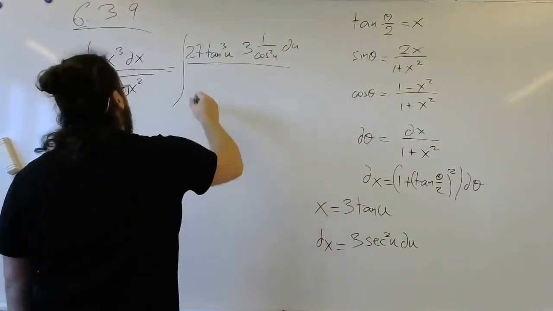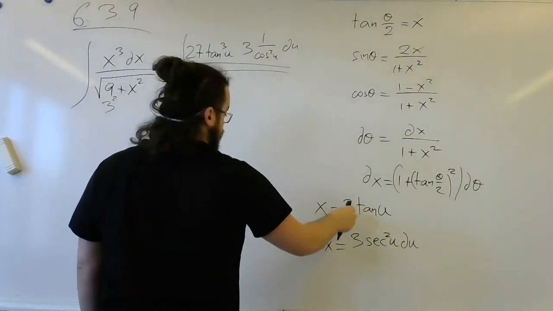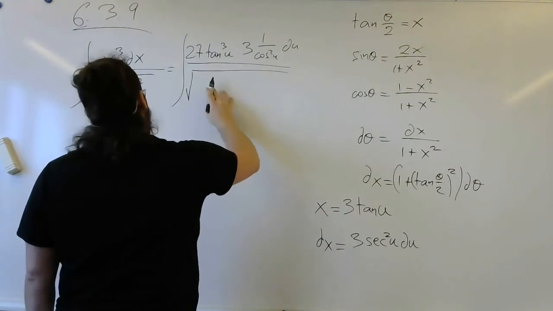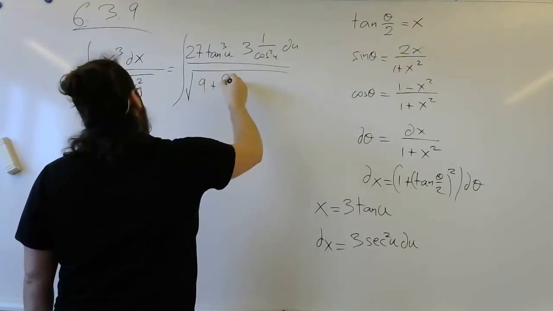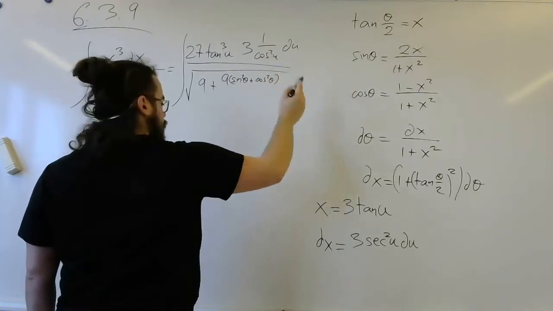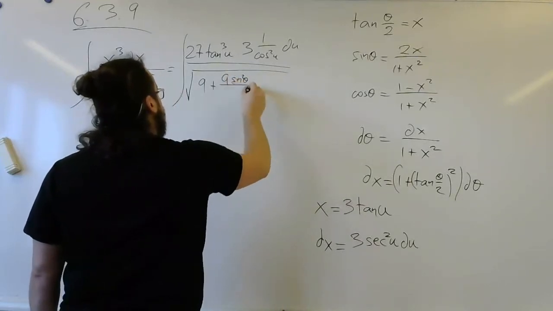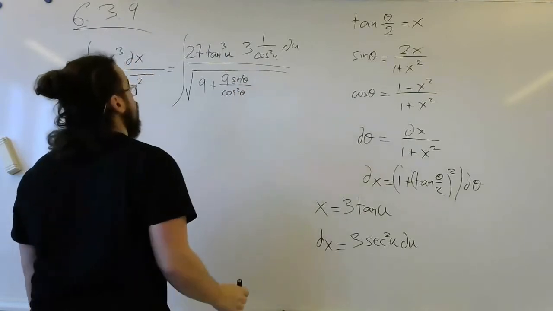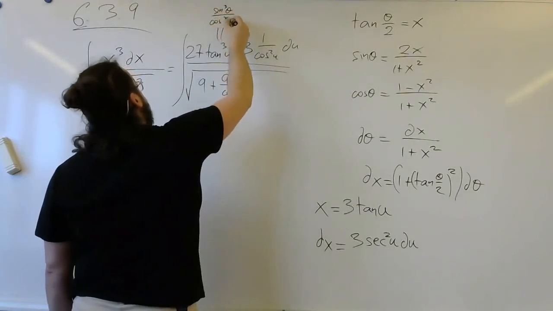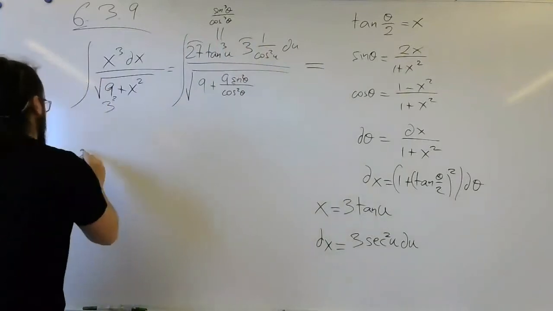That thing right there. And here we have the square root of, this is 3, this squared is 9 sine squared over cosine squared. This thing right here. And when we do this, this is 3 to the power 4, so I'm going to take it out of the equation.